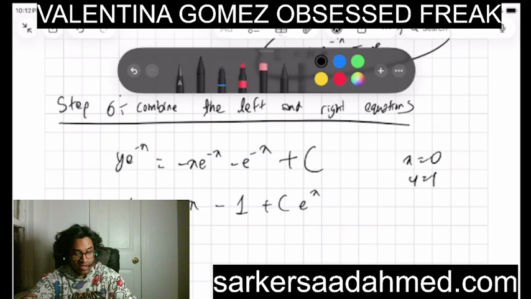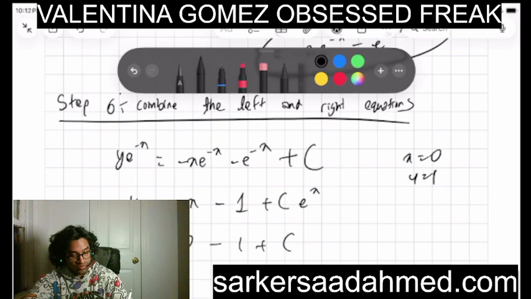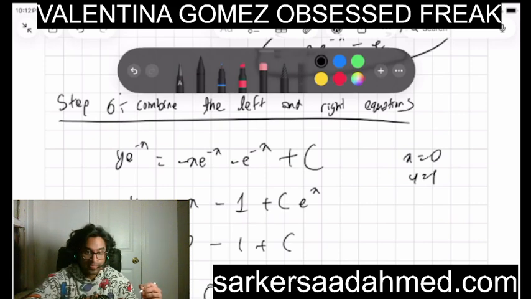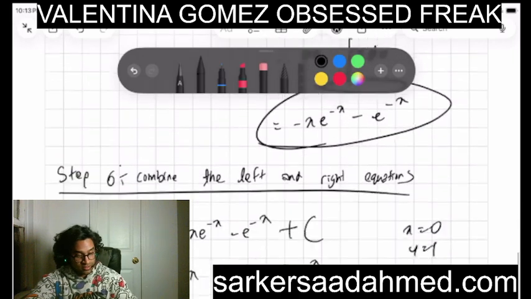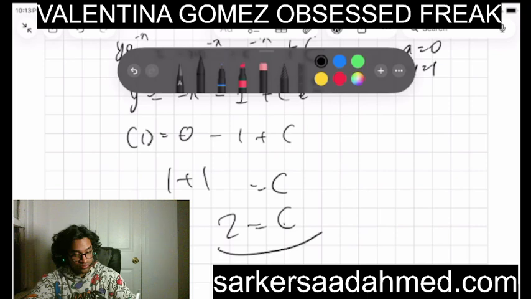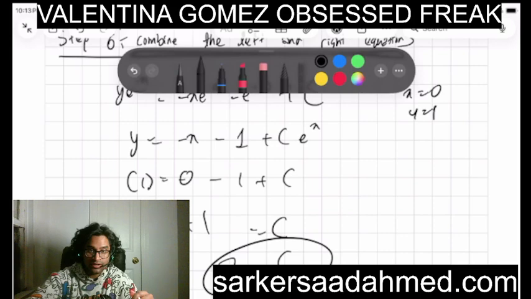So 1 is equal to 0 minus 1 plus c e to the power 0, which is 1. So now you know your c value: 1 plus 1, which is equal to 2. So then therefore you're going to have y is equal to minus x minus 1 plus 2e to the power x, right?